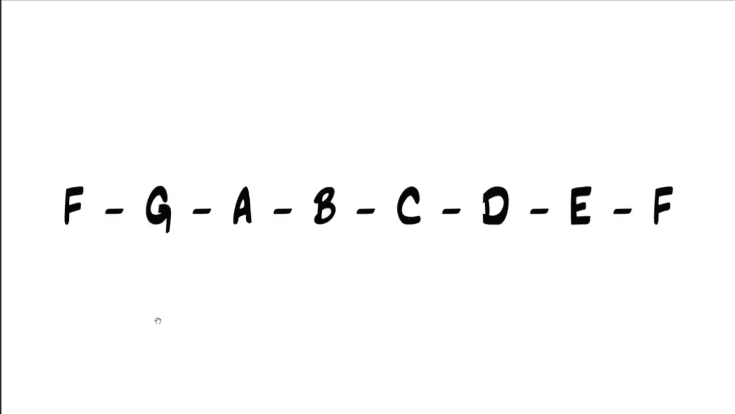Or if I started on F, I would just go F, G, A, B, C, D, E, back to F. That's just following right along with the musical alphabet. All the letter names of the musical alphabet are represented within this scale. The part that gets tricky is knowing where the sharps and flats are.